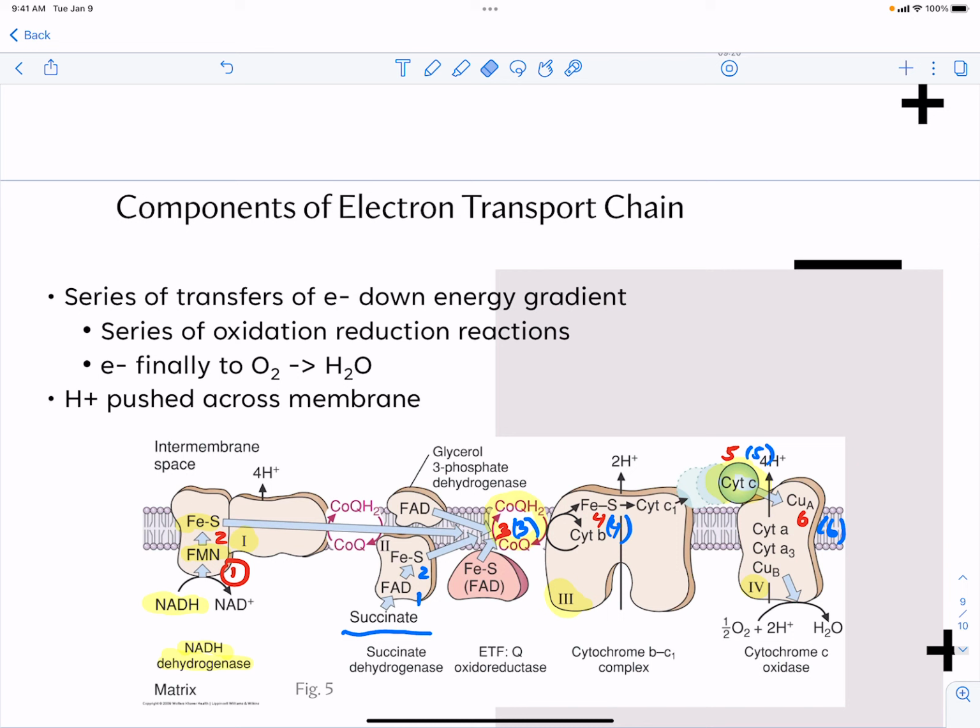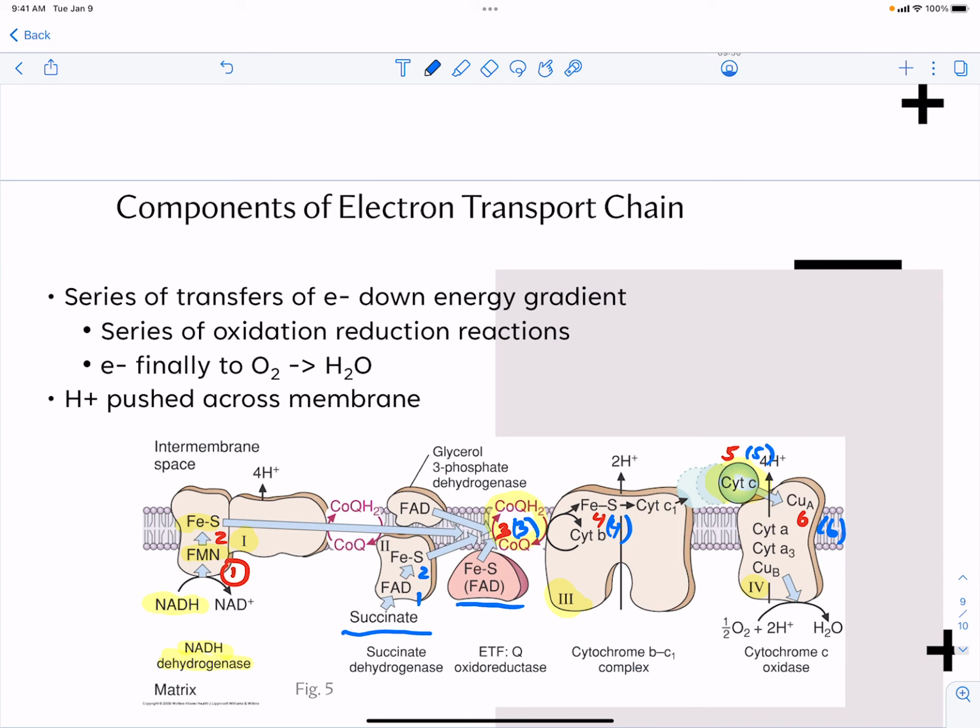We also have, of course, different complexes that are going to bring in electrons from glycolysis, for example. We have our glycerol 3-phosphate shuttle, and that's going to donate to an enzyme that has FAD, and so that will transfer the electrons to that complex, which will then transfer it to ubiquinone, and we'll go down the route that way.